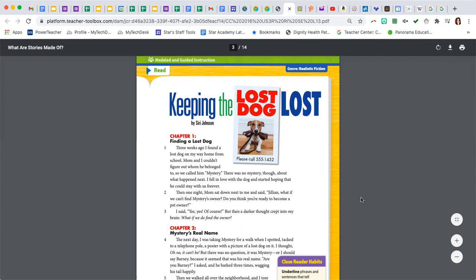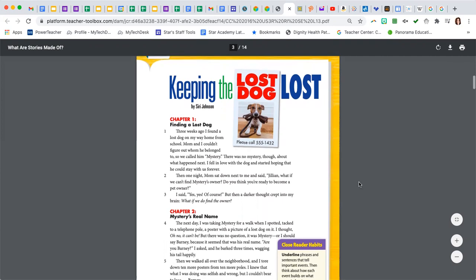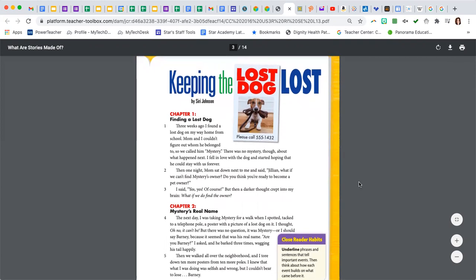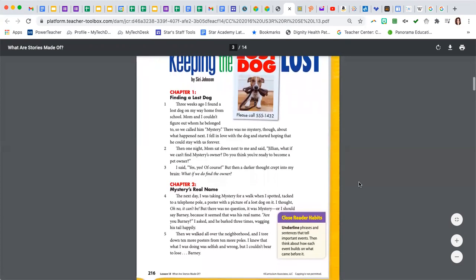And before you even begin listening to the story, take a look at the picture. Can you predict what this story is going to be about by looking at this picture? Okay, friends, this is entitled Keeping the Lost Dog Lost by Siri Johnson. And we are going to start here where it says chapter 1, Finding a Lost Dog.